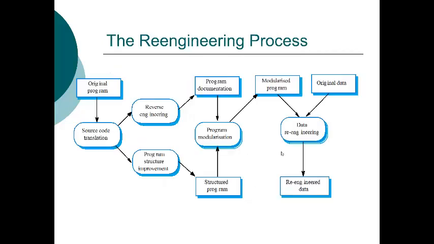So here's the re-engineering process, and you can see several activities, such as source code translation, converting it from an old language to a modern one, analyzing and documenting the system based on reverse engineering, particularly if the documentation for the original is not there. Improvement to the program structure. It can be modified to be easier to understand or to maintain. Modularization, grouping related parts of the program together and removing redundancy. And then data reengineering, which is changing the data to reflect program changes.